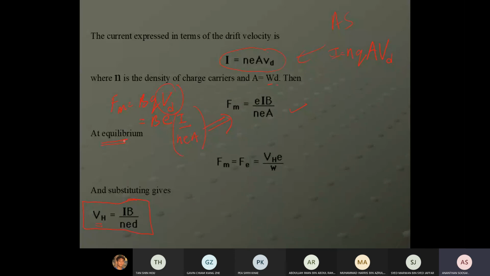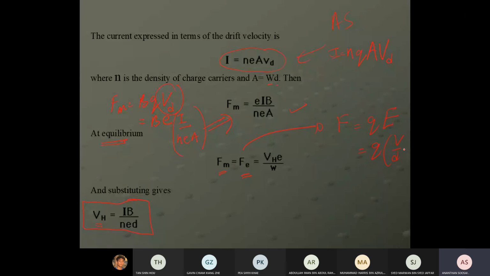At equilibrium, the magnetic force must be equal to the electrical force. What is the electrical force formula? Electric force, what's the formula? AS knowledge again, QE, right? Q times E.